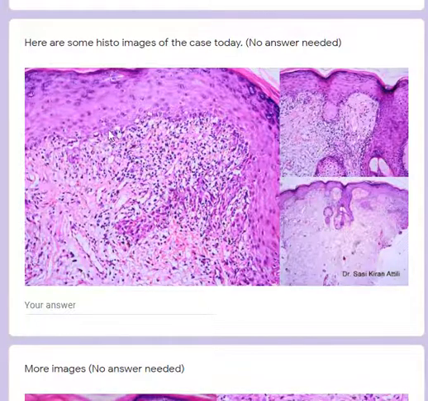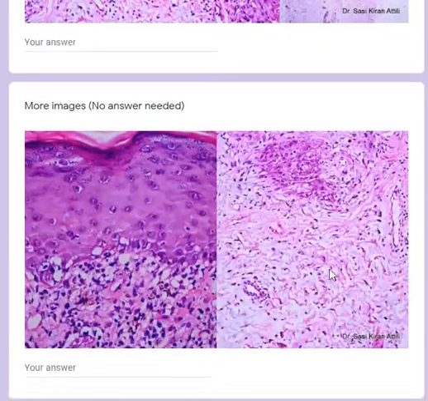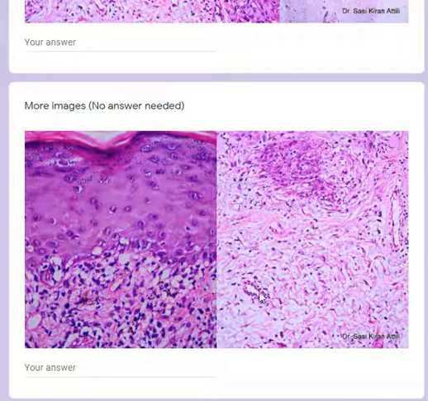You can make out even here, vacuolar interface change, lots of lymphocytes, and it's not quite sawtooth, but it's more than sawtooth. The rete ridge is completely destroyed here. And this is evident even on higher power. Here you're seeing dermal edema. This is part of the dermis.